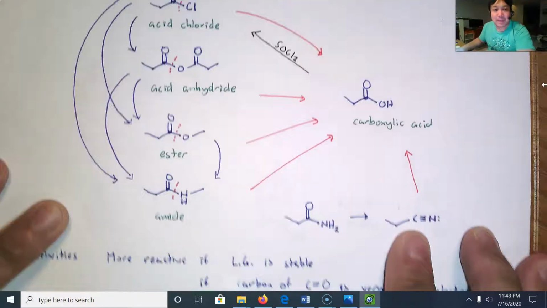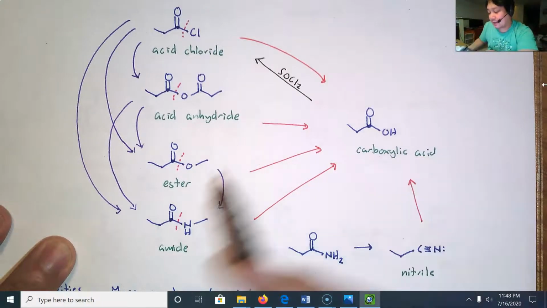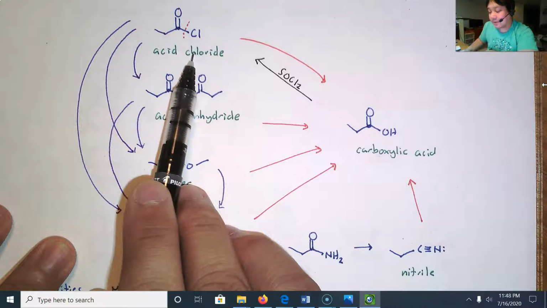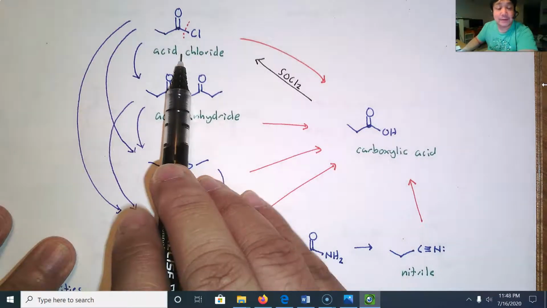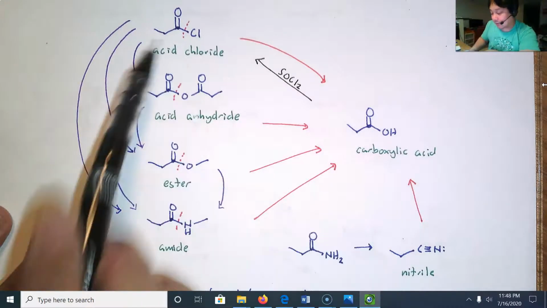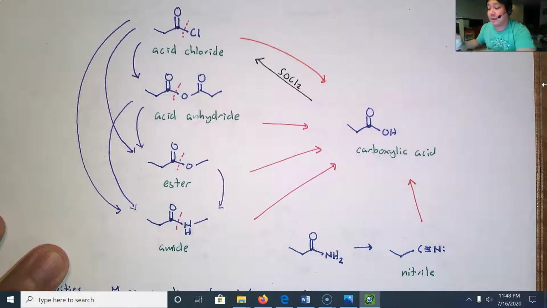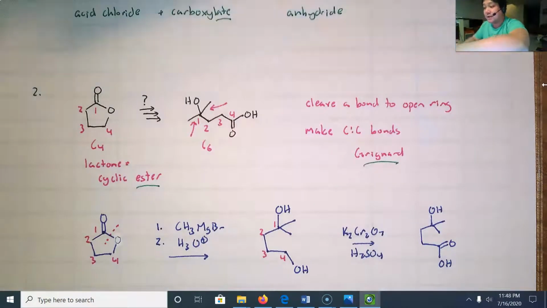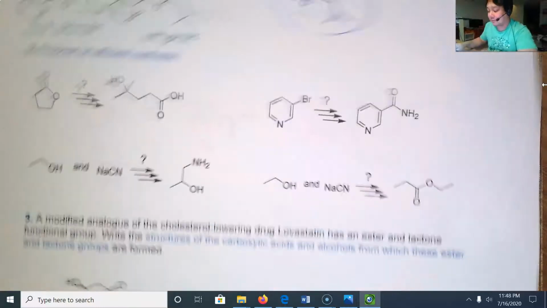How are some ways we can make an amide? If you recall, I said acid chloride is the best way to get to the amide because this is very reactive, and all we have to do is add an amine to go from here to the amide. Now our task is to recognize what kind of amine and what kind of acid chloride.